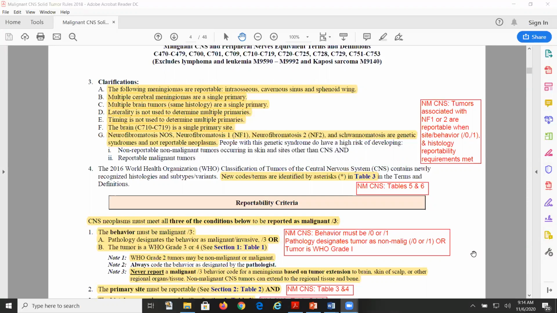Neurofibromatosis and its subtypes NF1 and NF2 and schwannomatosis are genetic syndromes and not reportable neoplasms. So you would not report these conditions as reportable neoplasms. However, if you have a reportable tumor within the condition, you would report the tumor. When we take a look at the histology table, you will notice that the new codes and terms are identified by asterisks, and I believe that we have 4 new histologies.